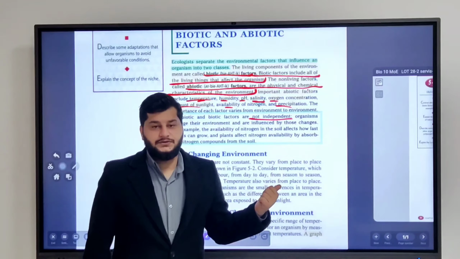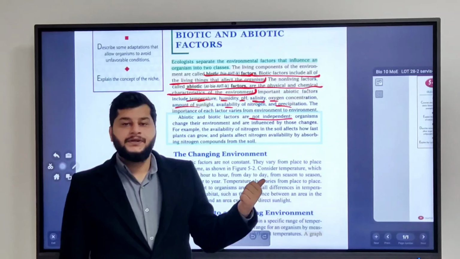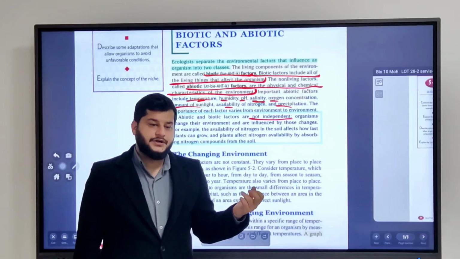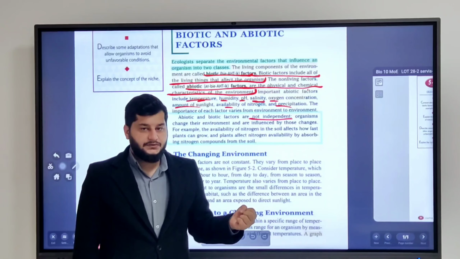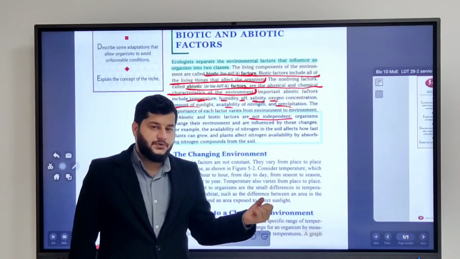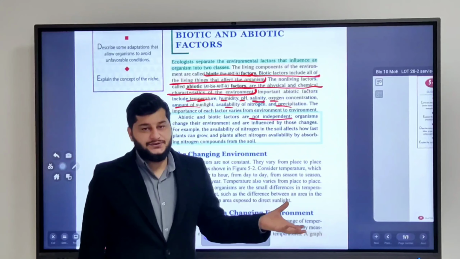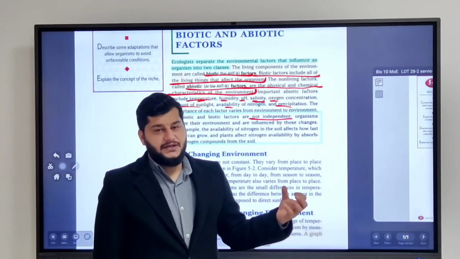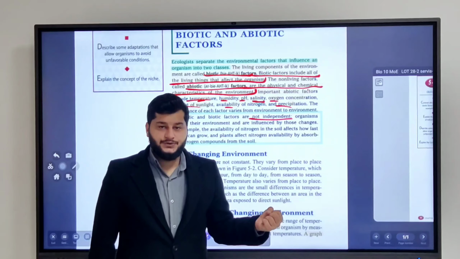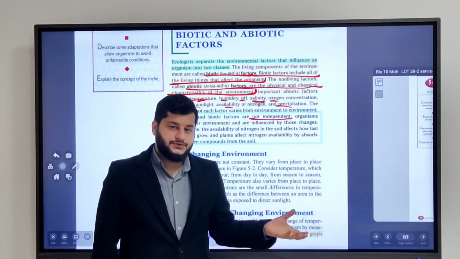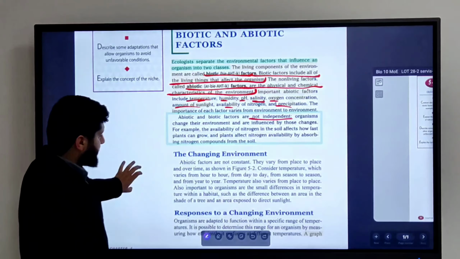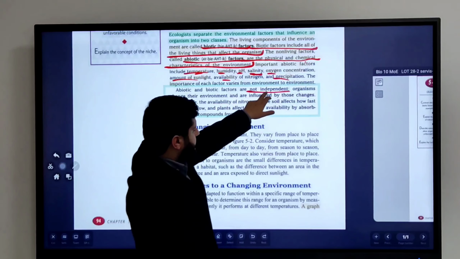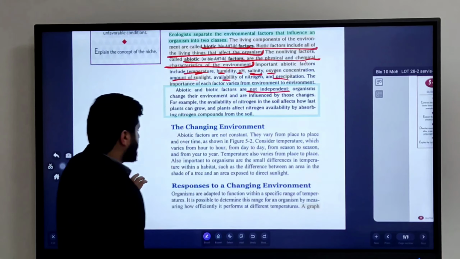The availability of nitrogen in the soil depends on the rate of the plants absorbing the nitrogen. So if they absorb more, that means there's less nitrogen in that soil. And if there are fewer plants, that means there's less absorption of nitrogen, so there's more nitrogen in the soil. That's why they are not independent. They depend on each other.